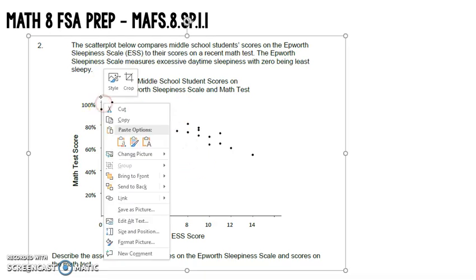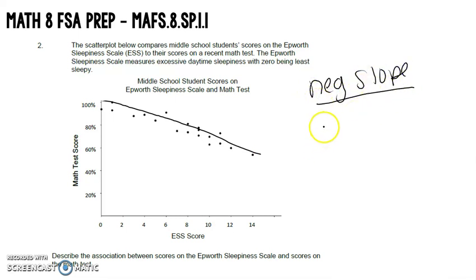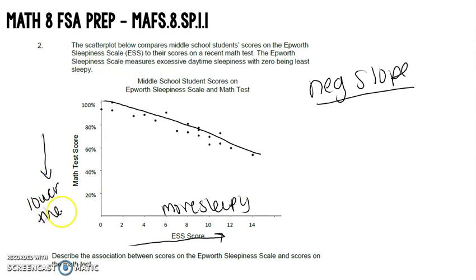So if you said that there is a negative slope, I'm going to agree with you. There is a negative slope. There's a negative association, which means the more sleepy the student was, the lower their test score. So when you're asked to interpret a graph, that's what they're asking you to do. What does this plot mean?